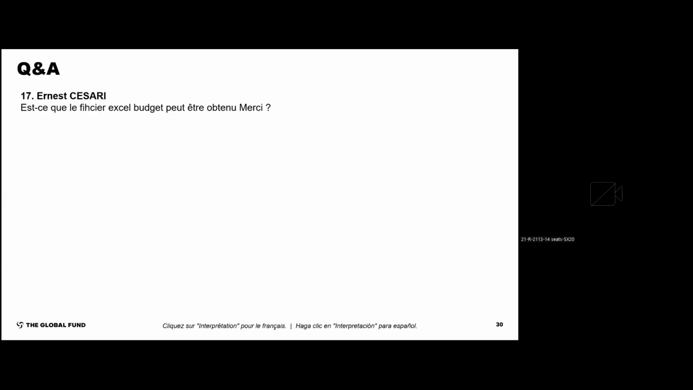Thank you. And this next question, again, regarding the budget. Can the Excel budget file be obtained? To my understanding, but please confirm access to funding or finance colleagues, the budget is going to be sent by the country team to the applicants, usually CCMs, to fill out and submit during funding request submission.